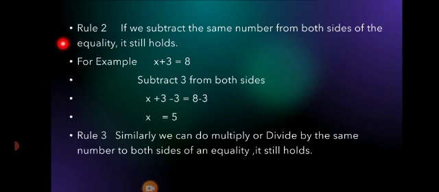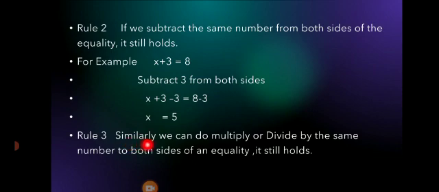Rule 2: if we subtract the same number from both sides of the equality, again it still holds. For example, x plus 3 equals 8. Now I want to calculate the value of x. For this, I will subtract the number 3 from both sides. Then the left hand side will become x plus 3 minus 3 and the right hand side will be 8 minus 3. That is x equals 5.